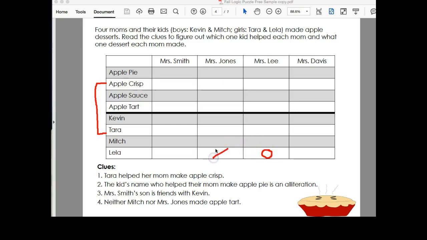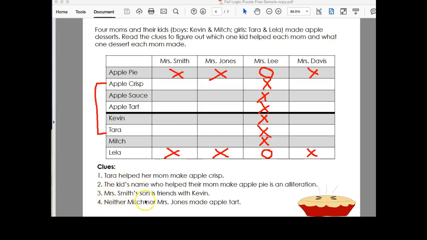That means we can X out all of the ones in the same row because Leela's last name is not going to be any of these other last names. We can also X out all of the ones in the same column, because none of the other children's last name is going to be Lee. Now it also said in that clue that that child helped make apple pie. So we know that Leela Lee helped make apple pie. So we can now cross out all of the ones in the same column and all of the ones in the same row because nobody else made apple pie and Leela did not make any of those other apple desserts.